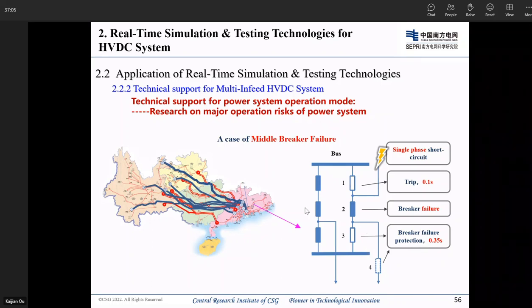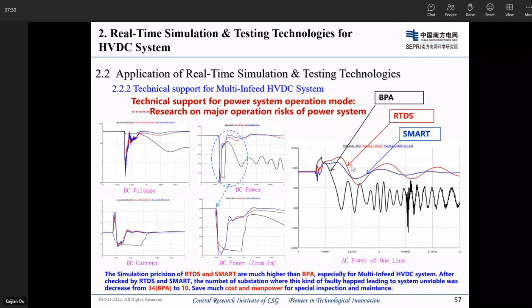Because RTDS simulation is much better than PPA, and you have many HVDC in CSG, the character of the AC and DC power system is very complicated. So we use RTDS to study the problem. And also we can see why we use RTDS to study the AC and DC power system.